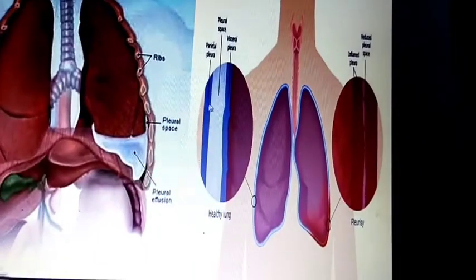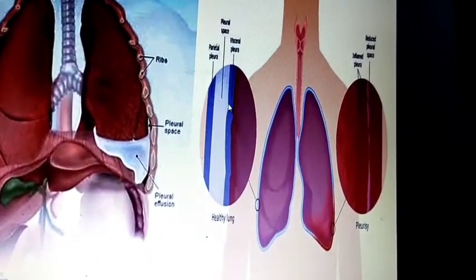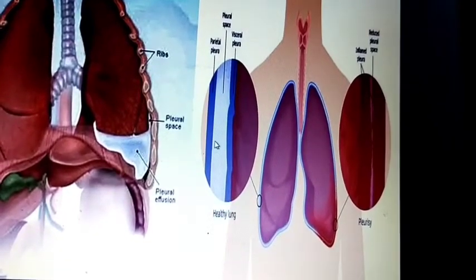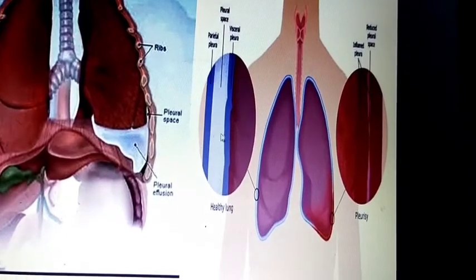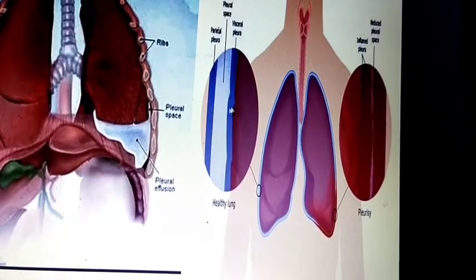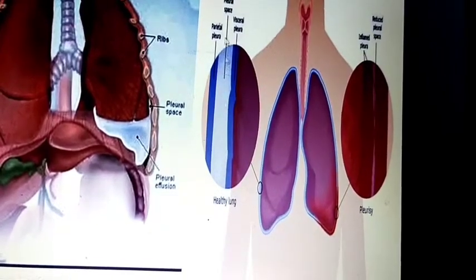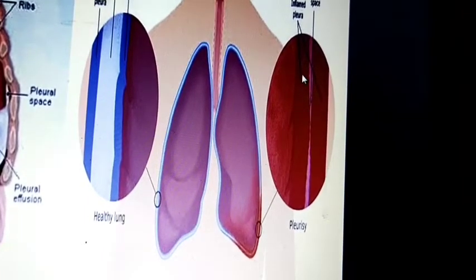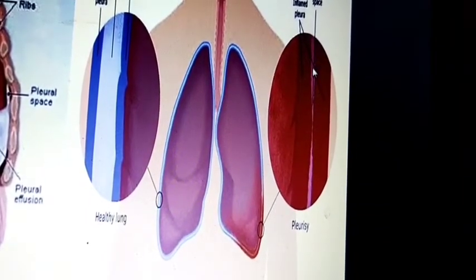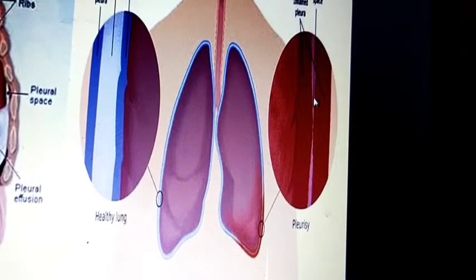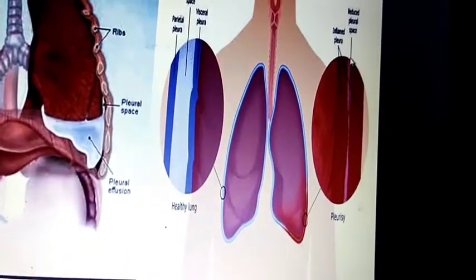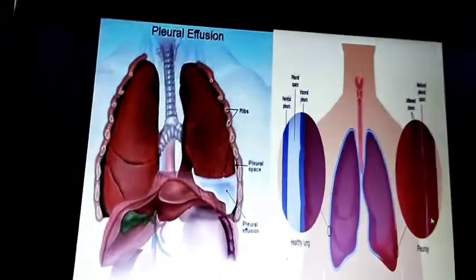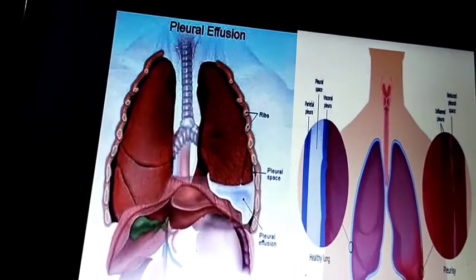Normally, this is the parietal pleura and this is the visceral pleura. The gap or cavity is a space like that. In pleurisy or pleuritis, there is inflammation of the visceral pleura and parietal pleura also. You can see here this is an inflamed pleura, this is parietal and this is visceral. The pleural space becomes completely collapsed, or reduced, like that happens in pleural effusion. In that, the patient suffers from breathlessness.